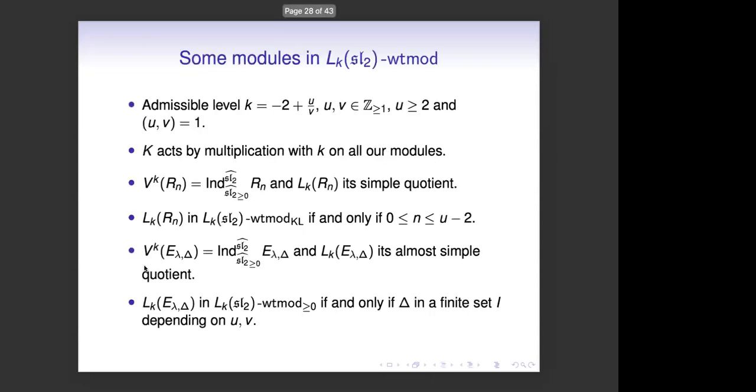actually a module for the simple affine VOA. So to give you an idea what happens, the admissibility condition for SL2 is simply that the level is rational such that k plus 2 is a positive rational number with a numerator at least equal to 2. And then we can take any finite SL2 module, induce it to a module of the universal affine VOA, and then take its simple quotient. Now you can do this, for example, for an integral module Rn, but you can also do this for a weight module E lambda comma delta.